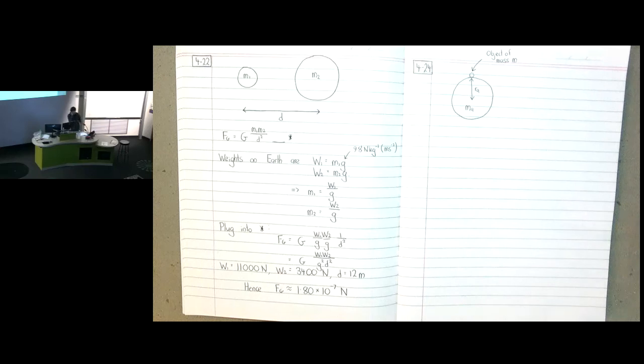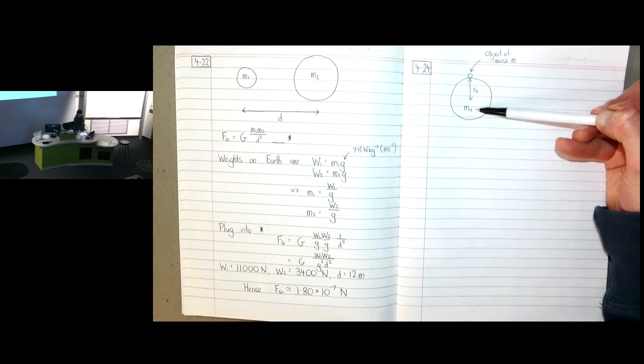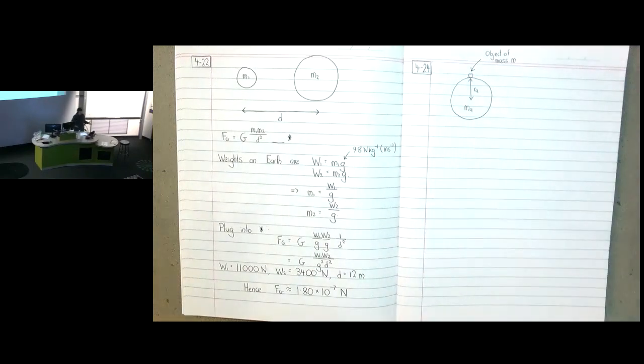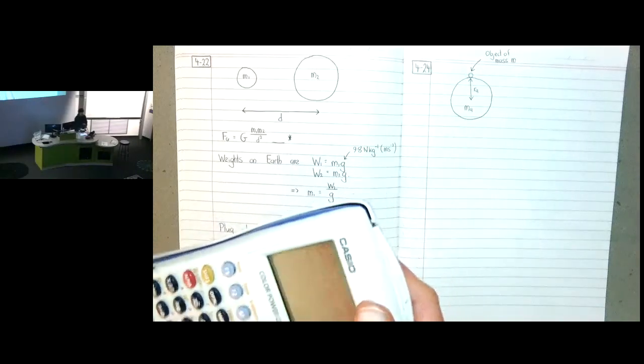So in other words, they measured what the gravitational force was between this object and that planet. So that's what we mean by weight. The weight of an object on Earth, say, the weight of this calculator, is the gravitational force that acts between the calculator and the Earth.